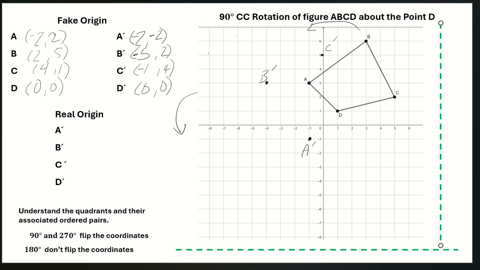Now we're going to get our points for our real origin. Here's the great part about it: now we have the real origin, we just look at where the points are. A prime is at negative 1, negative 1. B prime is at negative 4, 3. C prime is at 0, 5. And D is actually at 1, 1. So this is the rotation of our figure on the coordinate plane about the point D. And again, you see that was not that bad at all for us to rotate the figure.